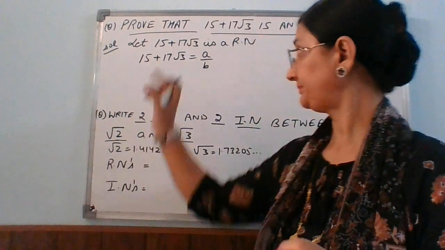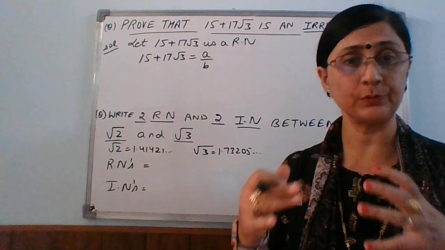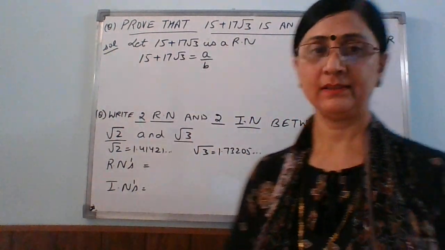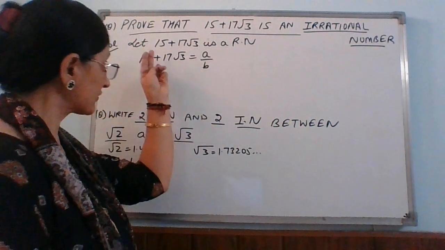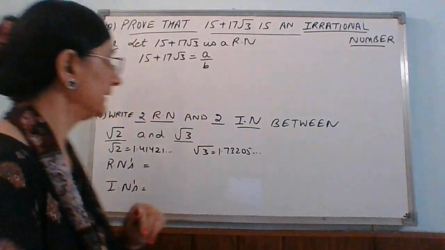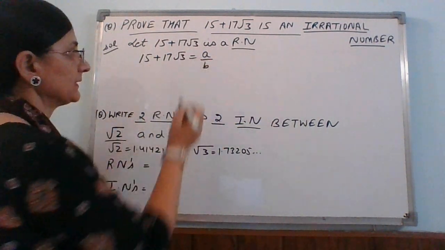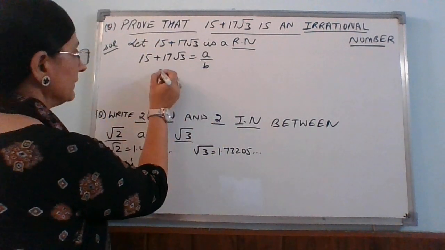But this is not only root 3, it is 15 plus 17 root 3, so how to prove that it is irrational, right? So again we'll start with the assumption. Suppose this number is a rational number, I'm writing Rn for rational number. Now if it is a rational number, it will be of the form a by b, p by q form, right? So now let us simplify this.